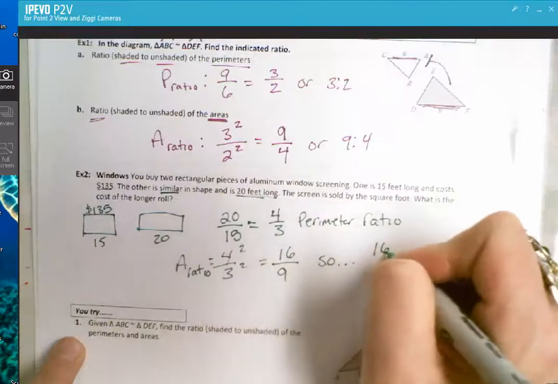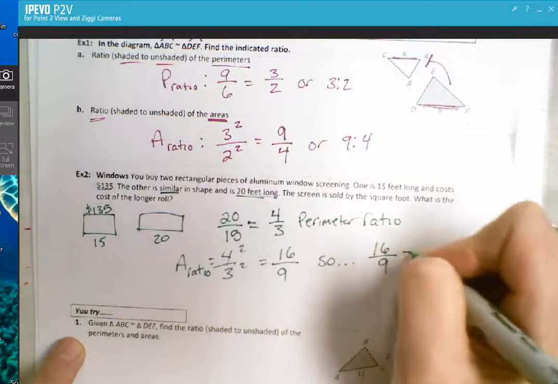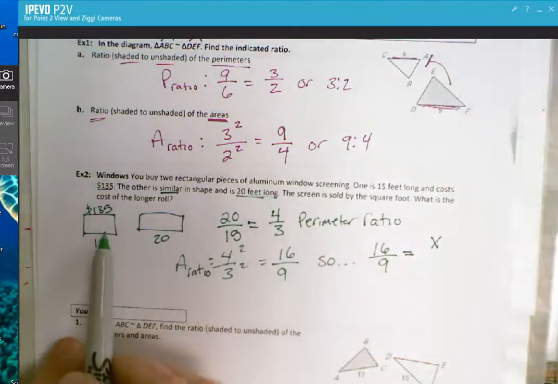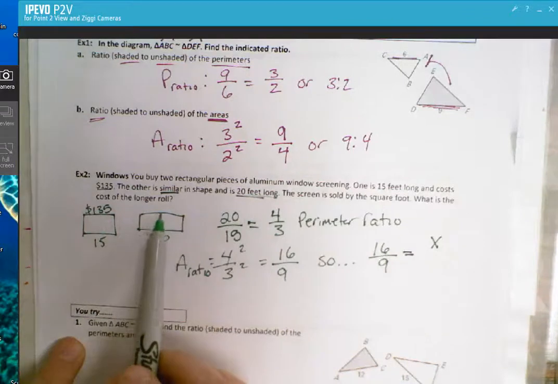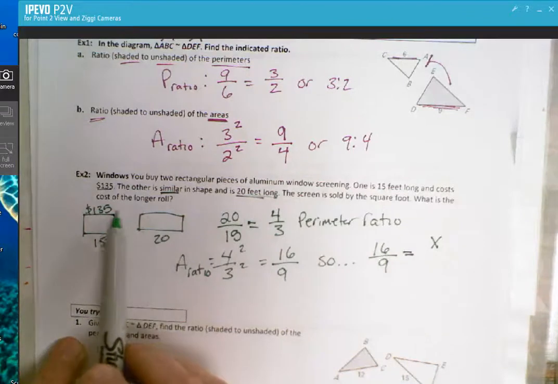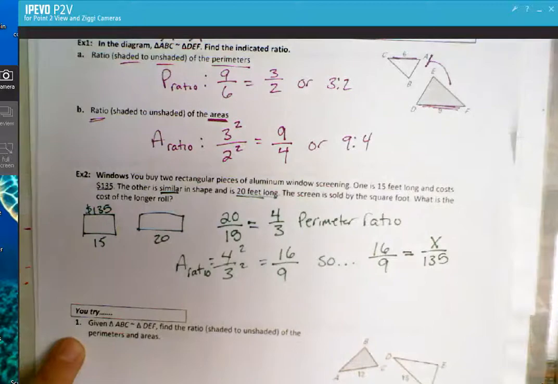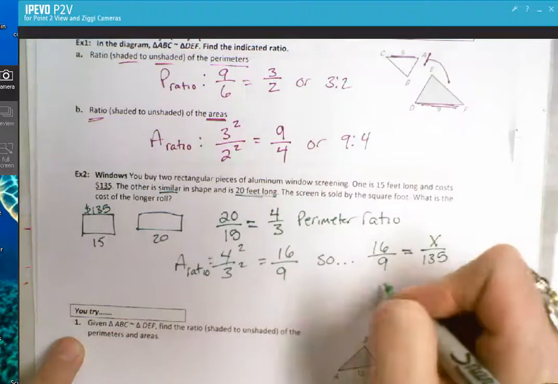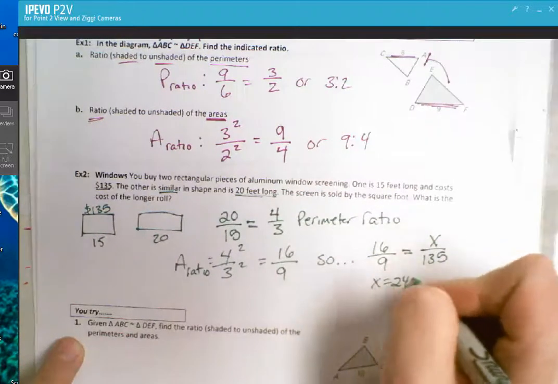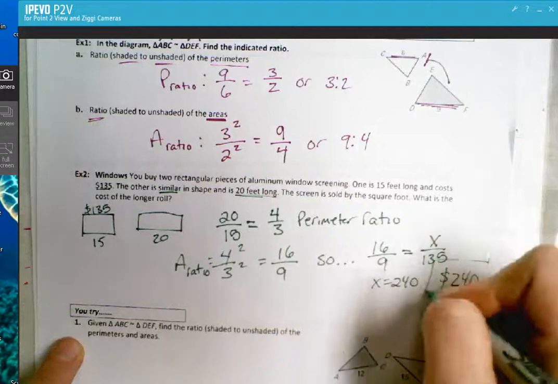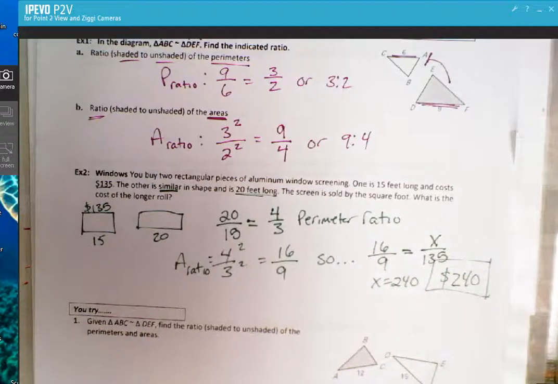So 16 is to 9 as x, the cost here, is to 135. Cross multiply to solve for x, I get x is equal to 240. So I know that my cost of the larger roll is $240.